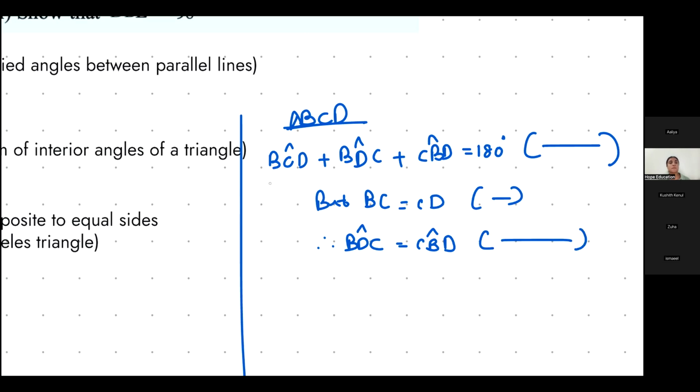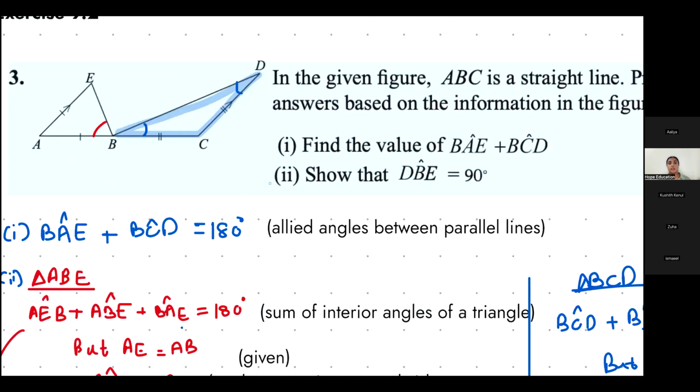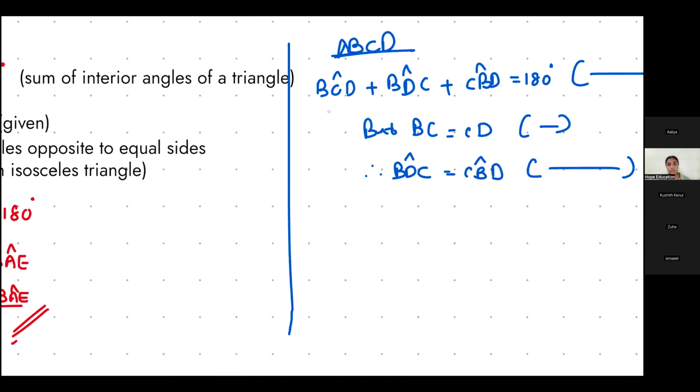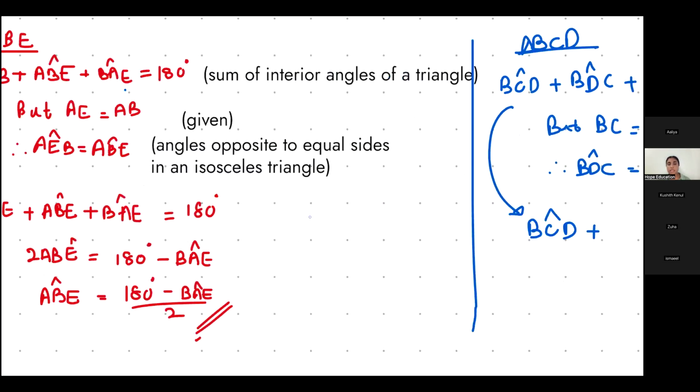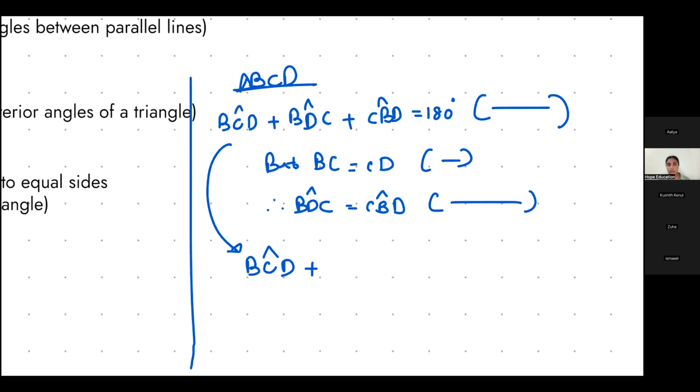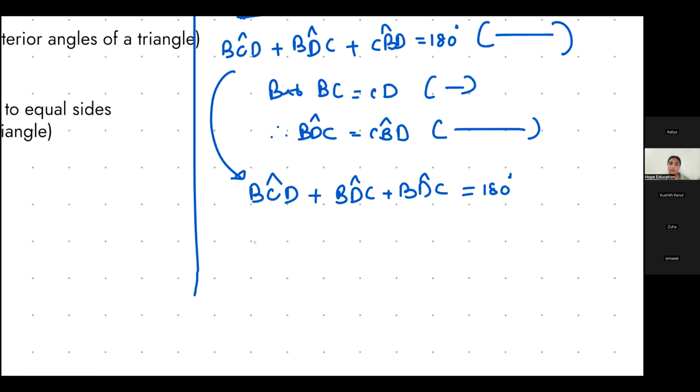Then, so here, I will rewrite this BCD plus here. Now, BDC and CBD are equal, right? Therefore, instead of CBD here, I still write BDC, equals 180. Which means BCD plus 2BDC equals 180.